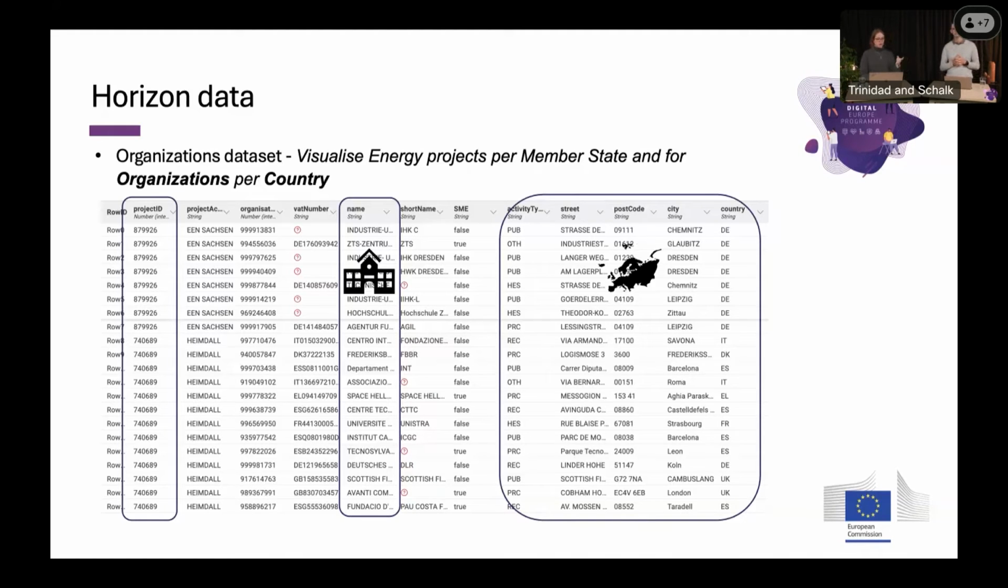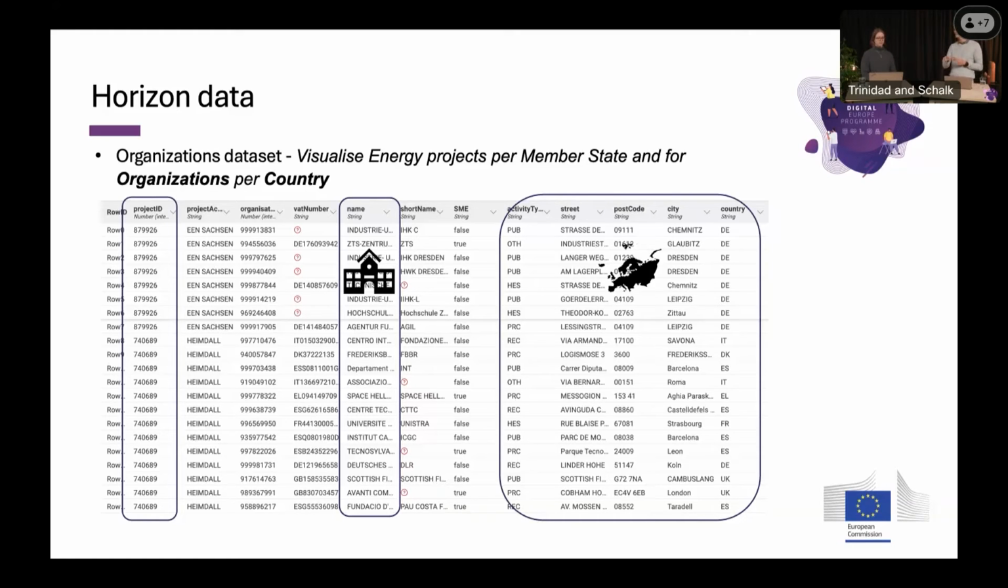So then we can link it to one of our main goals, which is to visualize energy projects per member state for organizations and countries. So here we have information about the organizations and the countries, but we're still missing more information, right? Yeah, and also there's a bunch of columns there that look like they're not useful, right? Exactly. So then we can start thinking, okay, maybe I'm just going to use project ID, name, activity type, and some address information, and the rest maybe we need to get rid of. Exactly. Okay, so there's one data set.